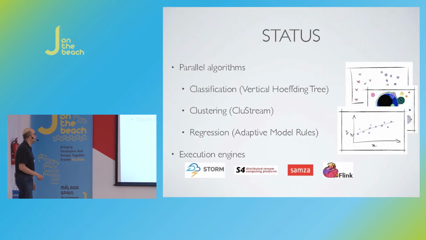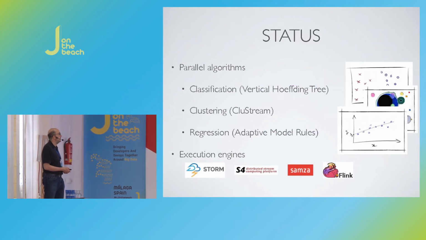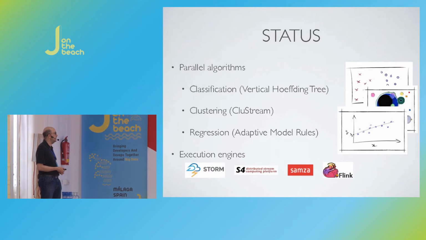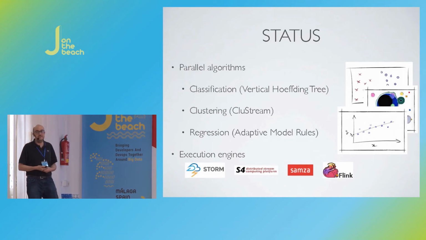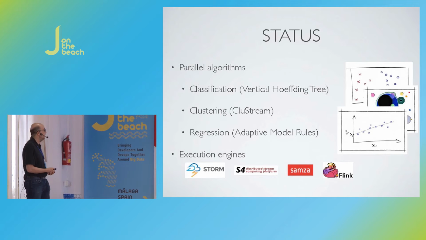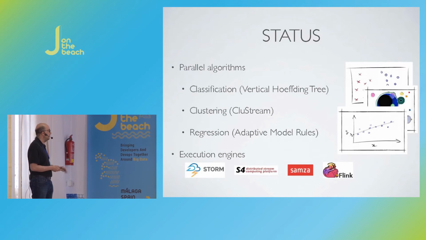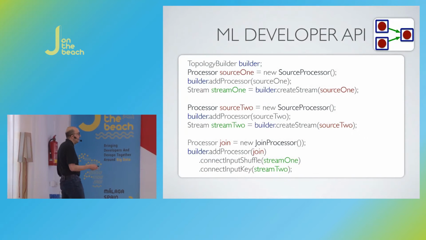So nowadays, we have already implemented this vertical Hoeffding tree that I'm going to talk about a little bit later. We also have a clustering method, and these adaptive model rules for regression. And the execution engines that we already have now are Flink, Samza, and Storm. And let me show an example.